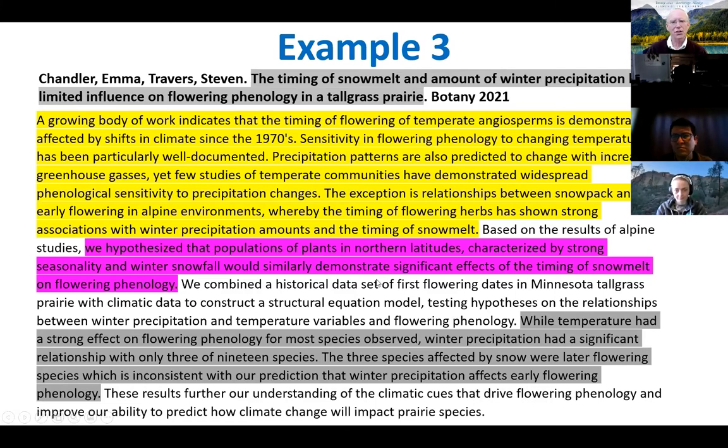So they hypothesized that plants in northern latitudes with a strong seasonality would find significant effects from the timing of snowmelt on phenology. And then they found that, at least in part, that wasn't the case, in the gray. And then they put that up in their title: timing of snowmelt and amount of winter precipitation have limited influence on flowering phenology in a tallgrass prairie.